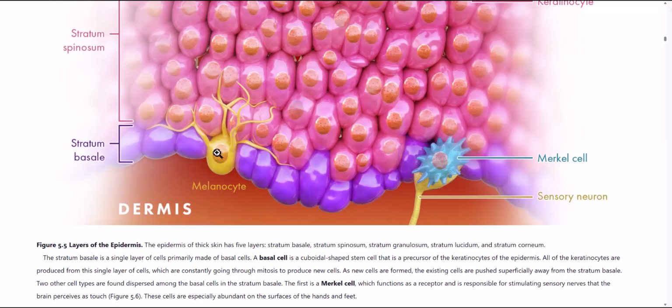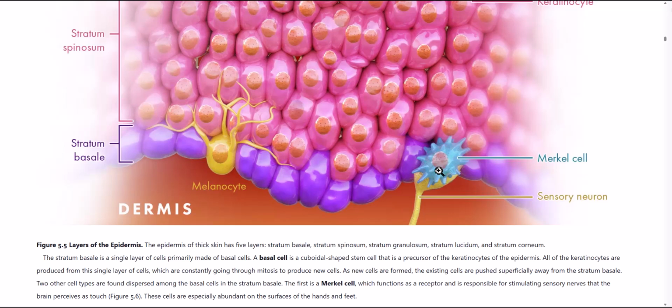This is a melanocyte, and we'll see in a moment that these are the cells that give melanin or pigment to one's skin. And then there's another visiting cell here, also with the letter M, and that is the Merkel cell. And the Merkel cell is a nerve ending. It's a receptor type of cell. And this cell is able to pick up fine touch.